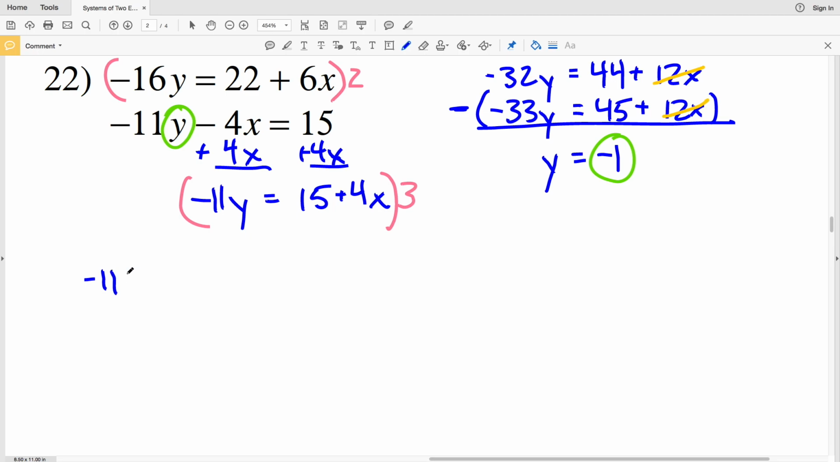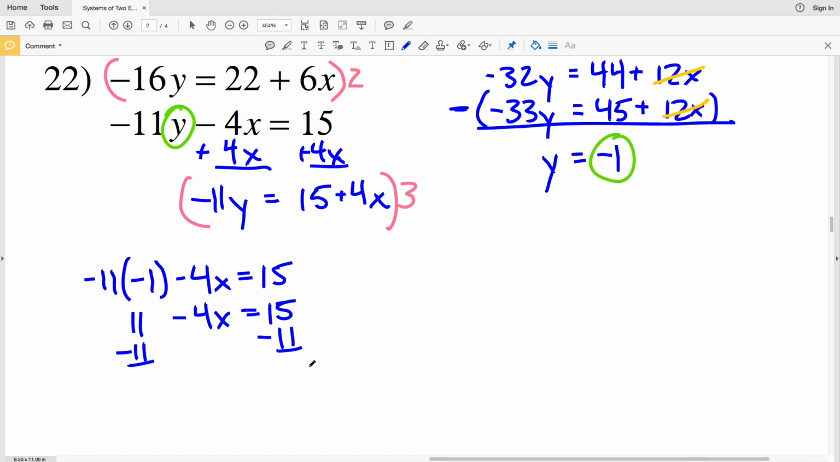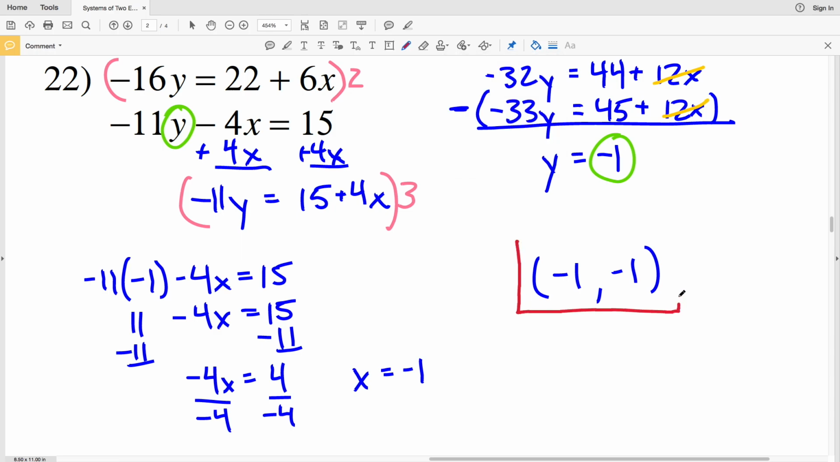So I'll have negative 11 times negative 1 minus 4x equals 15. Negative 11 times negative 1 is positive 11, and when I subtract 4x from that, I'll get 15. So subtracting 11 from both sides, I'll get negative 4x equal to 15 minus 11, which is a positive 4. Now, when I divide by negative 4, I'll get that x equals a negative 1. So in number 22, negative 1, negative 1 is my solution.